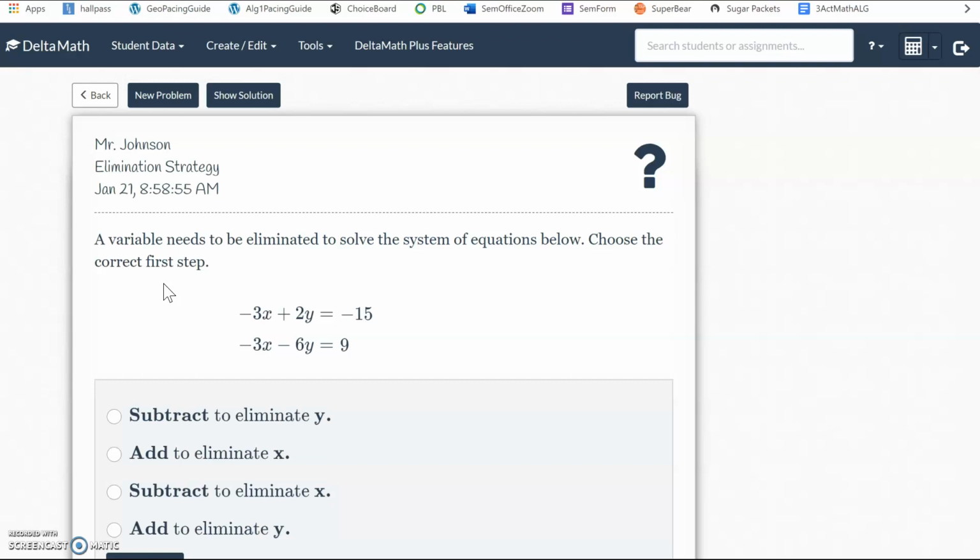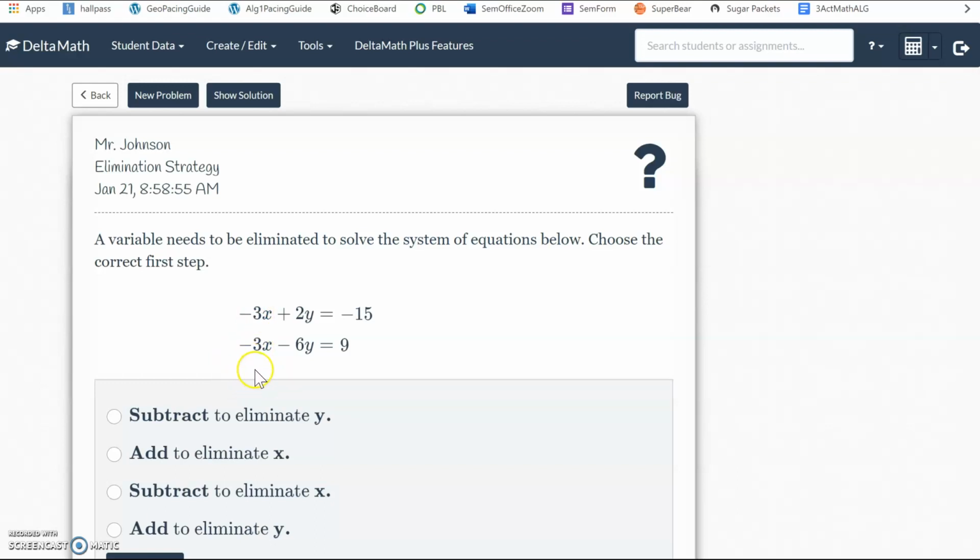If they're the same sign like we have here, negative 3x, negative 3x, if you were to add those, they would double up. They would not eliminate. So you're going to subtract, because you want to do the opposite. Subtracting will switch the sign of those bottom terms. This would become a positive if I subtracted, and this one would become a positive. So if they're the same sign like we have here, we actually want to subtract.